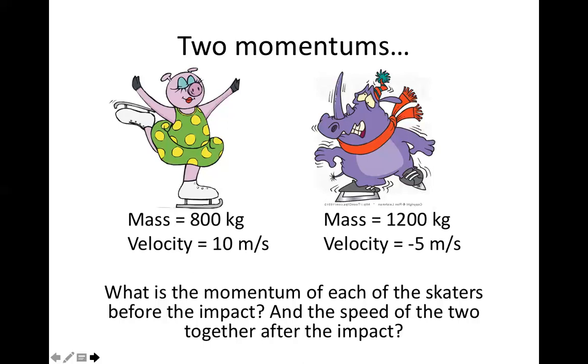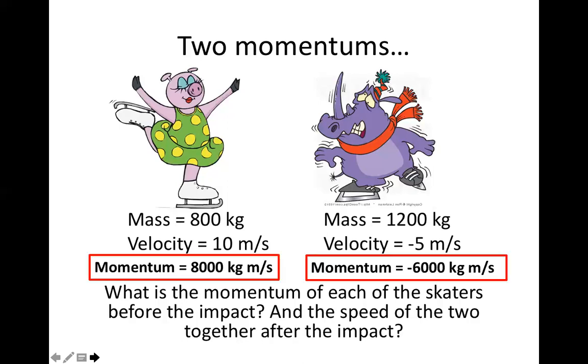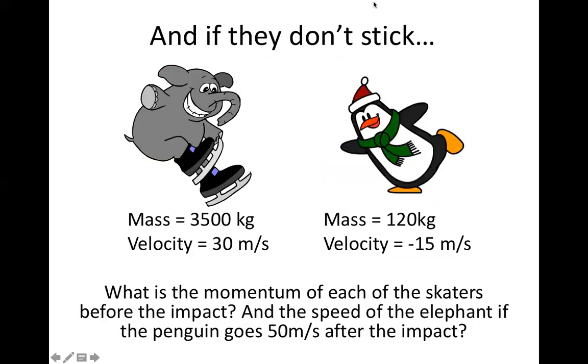So what is the momentum of each of the skaters before impact? 8,000, and the other is negative 6,000. Okay. Speed of the two after the impact? 8,000 plus negative 6,000 equals 2,000. Divide by both the masses, 2,000. So 2,000 divided by 2,000 equals 1. Correct. Okay, very good. Okay, next one.